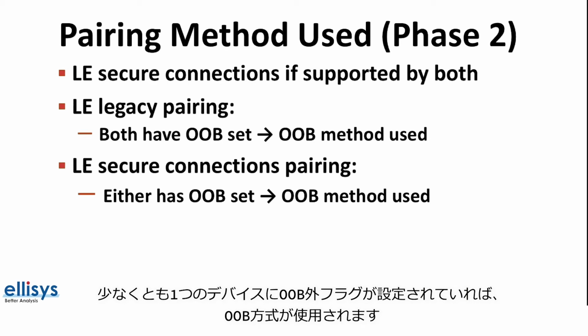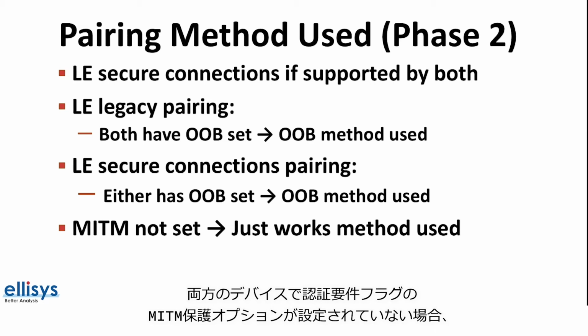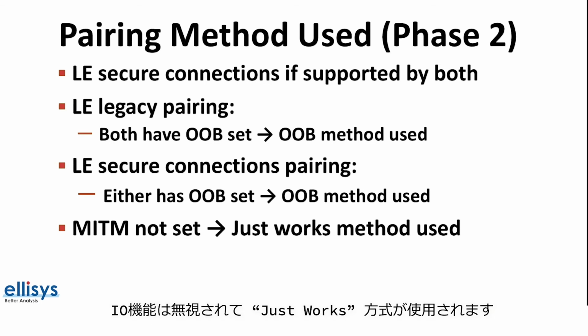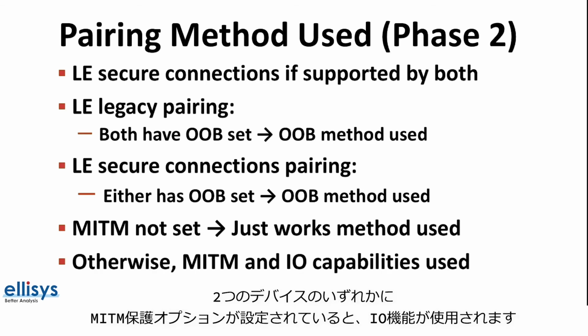the out-of-band flag set. If both devices have not set the man-in-the-middle protection option in the authentication requirements flags, then the I/O capabilities will get ignored and the just works method gets used. Otherwise, if either of these devices has the man-in-the-middle protection set, then the I/O capabilities are used.